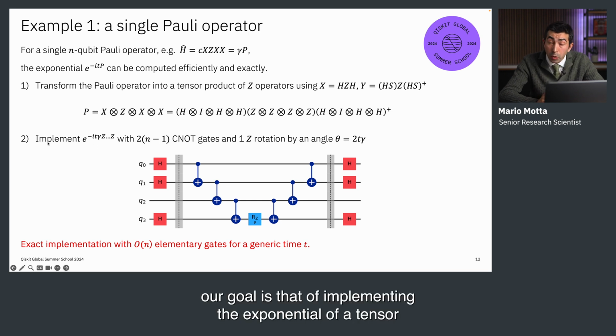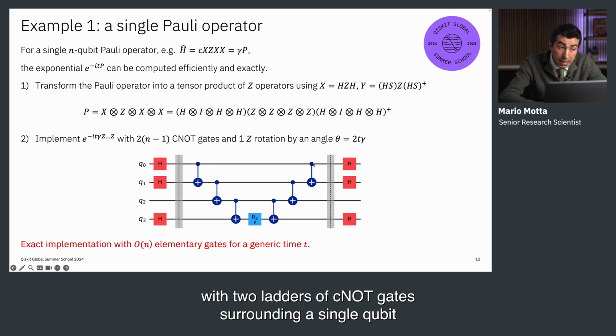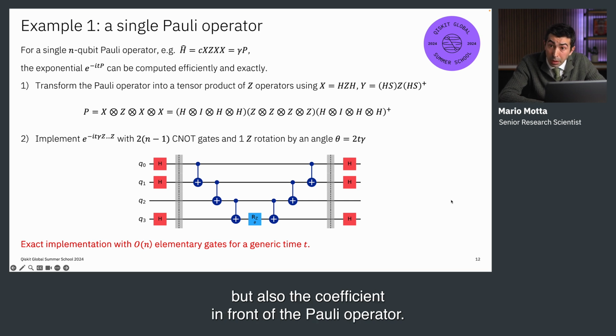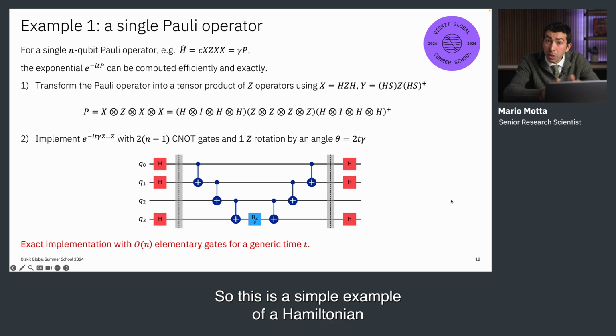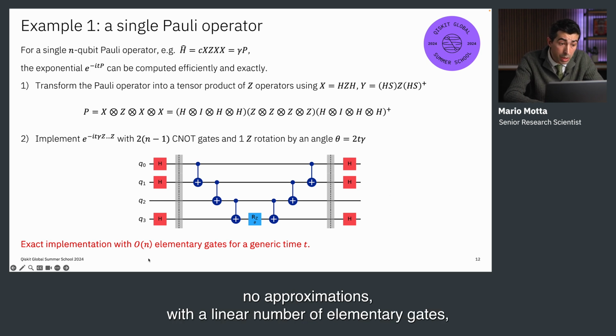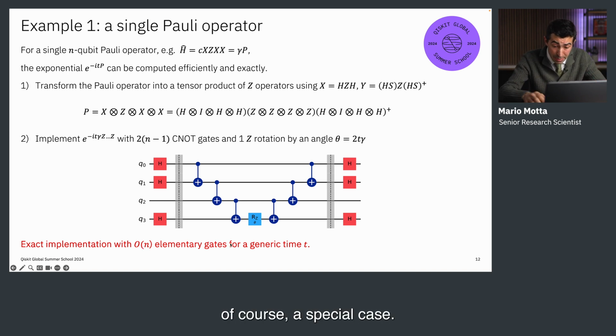After that, our goal is that of implementing the exponential of a tensor product of Z operators. And it is known that that can be done with two ladders of CNOT gates surrounding a single qubit Z rotation of an angle that depends on the evolution time, but also the coefficient in front of the Pauli operator. So this is a simple example of a Hamiltonian for which the dynamics can be implemented exactly, no approximations, with a linear number of elementary gates and for a generic time, no matter how long. It's of course a special case.